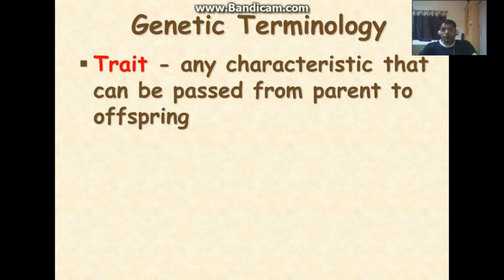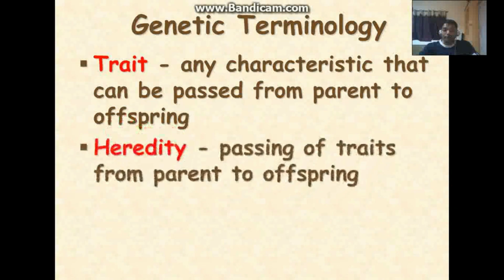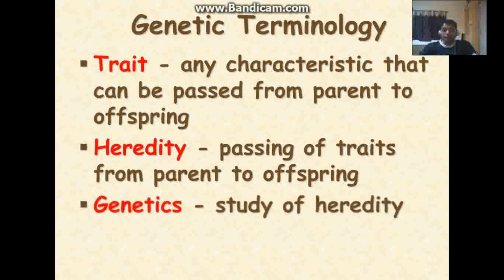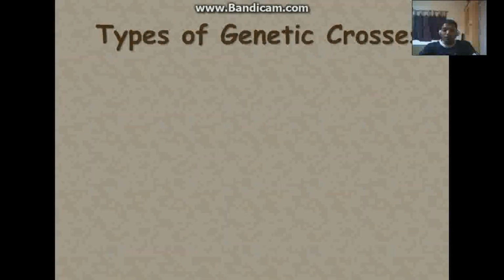A few terminologies to remember before we go into the topic. The first one is trait. Trait is nothing but a character that can be passed on from one generation to the other, or from one parent to the offspring. Hereditary is passing of traits from parent to an offspring. Genetics is the study of hereditary.